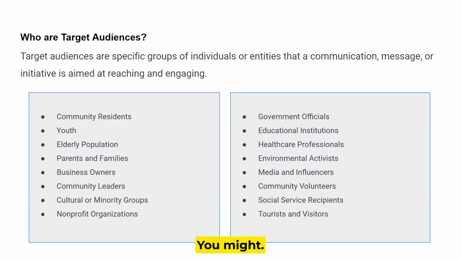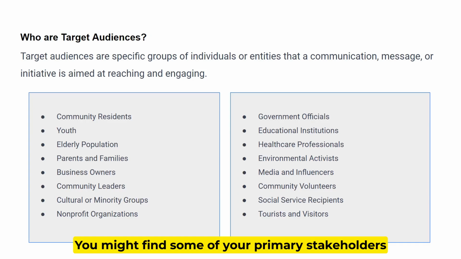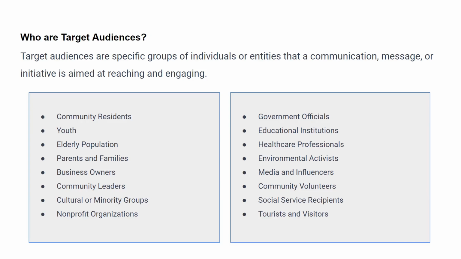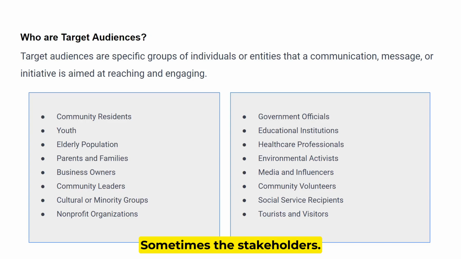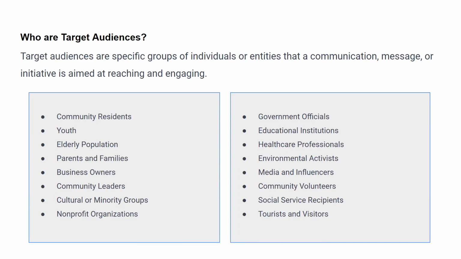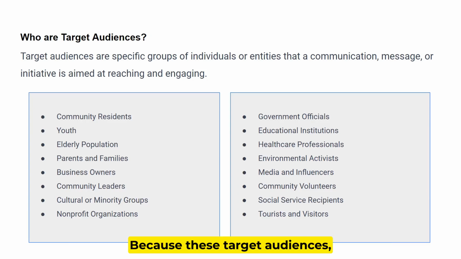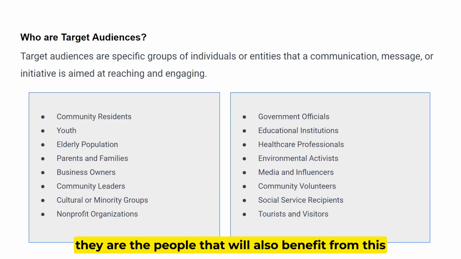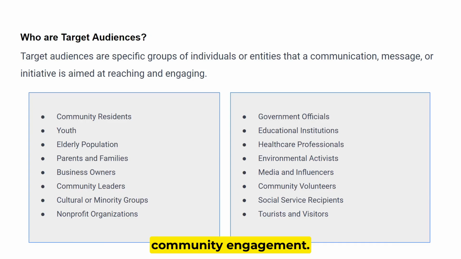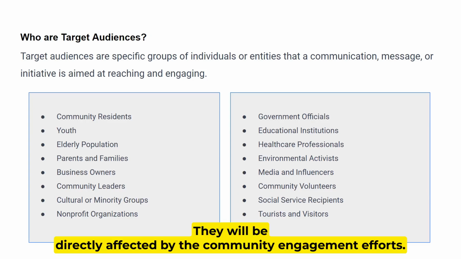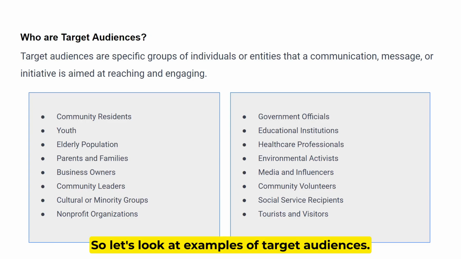Yeah, you might find some of your primary stakeholders under your target audience. Sometimes the stakeholders overlap. You could see some target audience under primary stakeholders because these target audiences are the people that will also benefit from this community engagement. They will be directly affected by the community engagement efforts. So let's look at examples of target audiences.